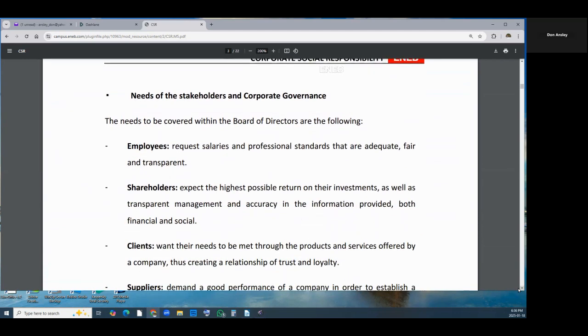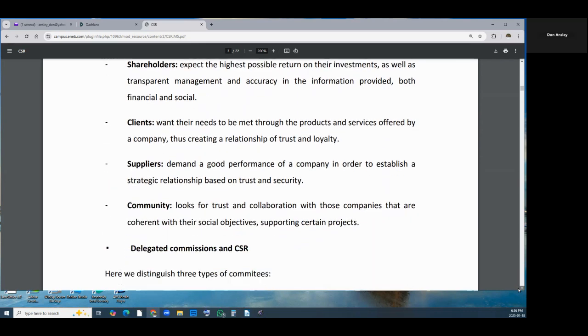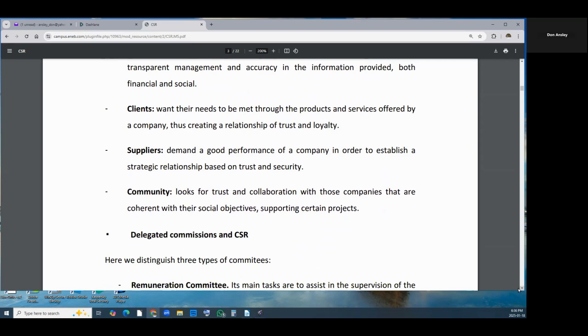The needs to be covered within the board of directors are as follows. The employees request salaries and professional standards that are adequate, fair, and transparent. Shareholders expect the highest possible return on their investment, as well as transparent management and accuracy in the information provided, both financial and social. Clients want their needs to be met through the products and services offered by a company, thus creating a relationship of trust and loyalty. Suppliers demand a good performance of a company in order to establish strategic relationships based on trust and security. The community looks for trust and collaboration with those companies that are coherent with their social objectives, supporting certain projects.